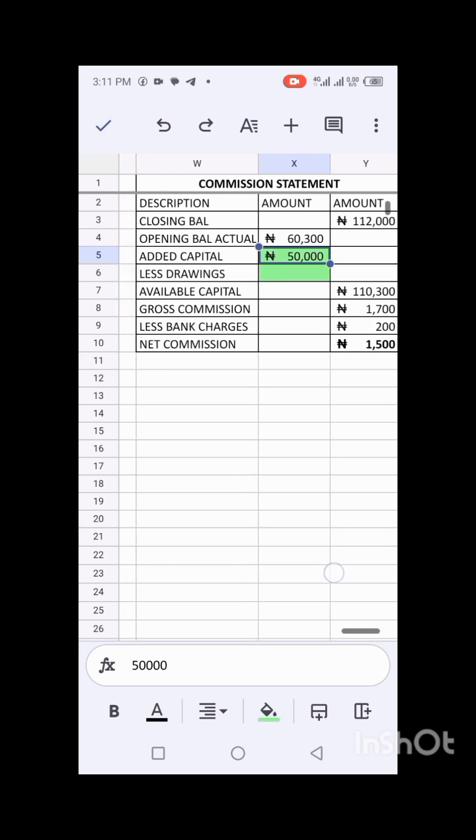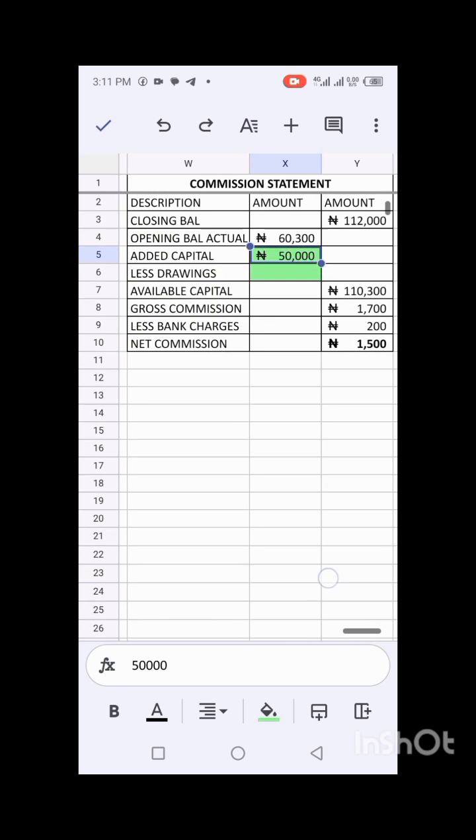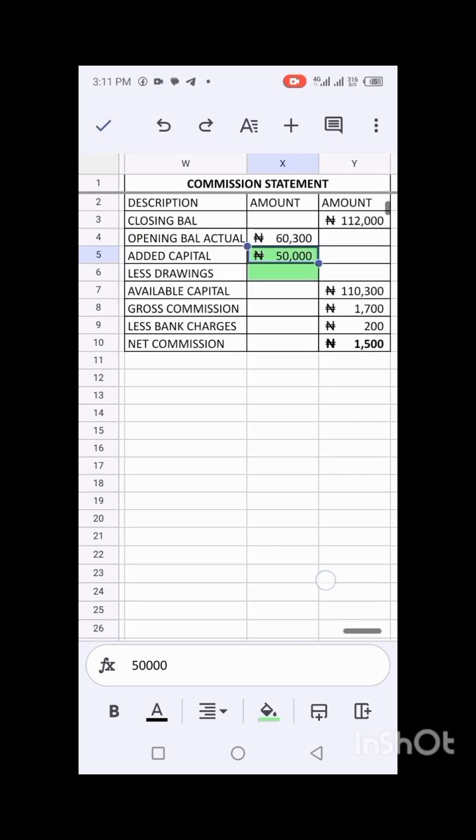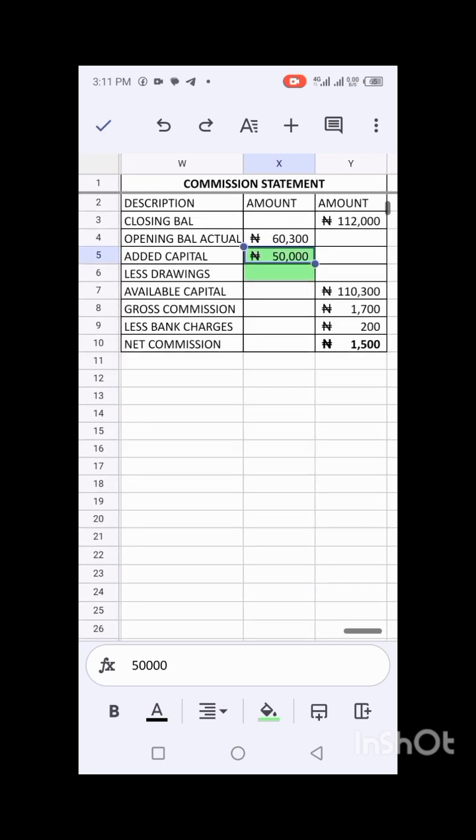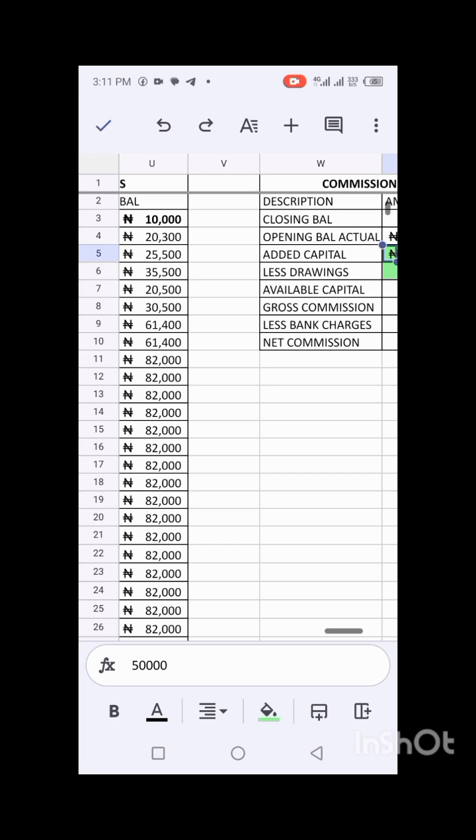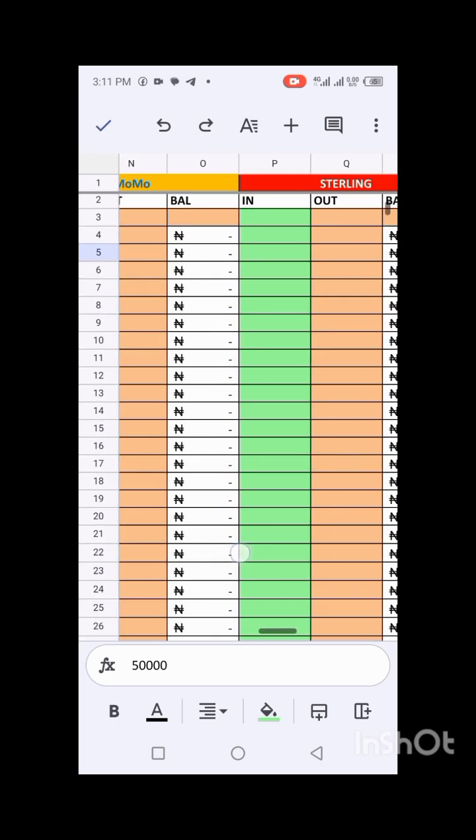Now, having done that entry, you'll find out that your net commission is 1,500 naira for the day, having less bank charge of 200 naira, while your gross commission is 1,700 naira. So with this commission statement, you can actually pull out 1,500 as your net commission from the business and put it into another savings account, if you want to do that, because you've been able to track and know your commission for the day. So this is how you do it.